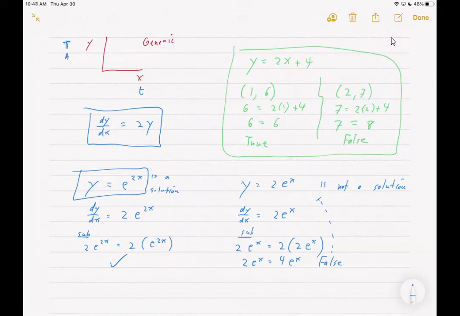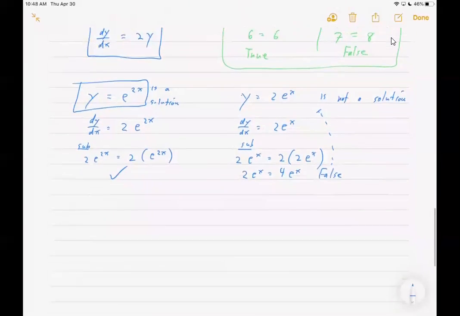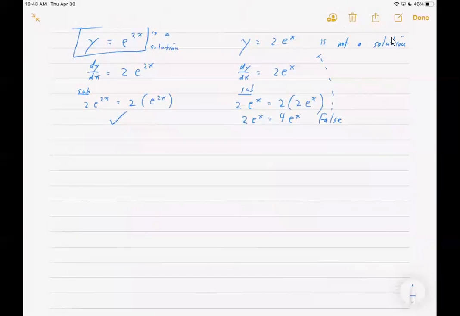Now, here's an interesting thing. Is y equals e^(2x) the only solution? Okay, this is a little bit like quadratic equations. They have more than one solution. We're going to see there's another solution here. In fact, let's put in y equals 3e^(2x). Just quickly, dy/dx with a quick chain rule, 6e^(2x).